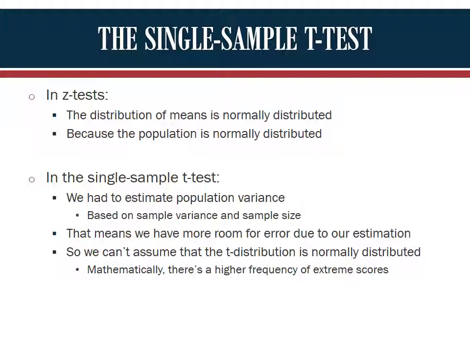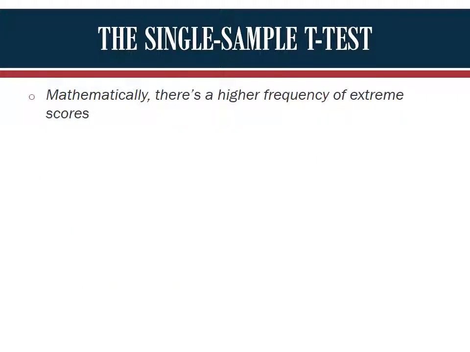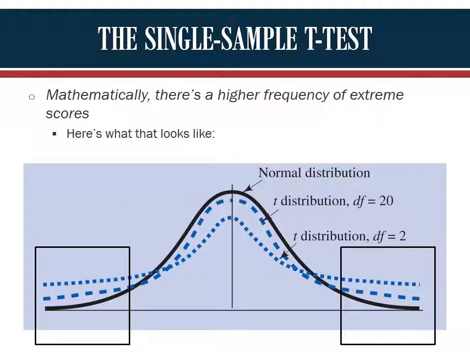In fact, mathematically speaking, there is a higher frequency of extreme scores in a t-distribution compared to a z-distribution. So in a t-distribution there's a higher frequency of extreme scores, or rather extreme means. We'll talk about what that looks like on the next slide. Here is what that looks like.